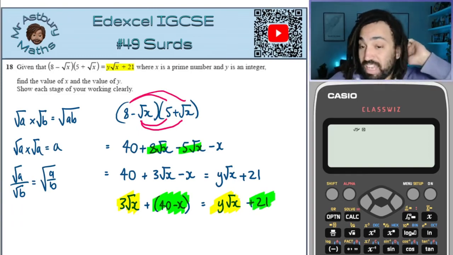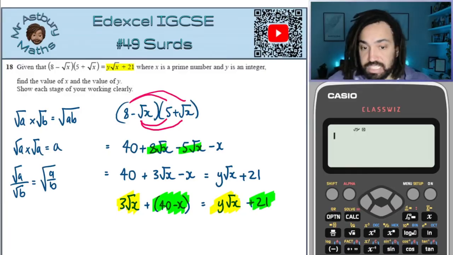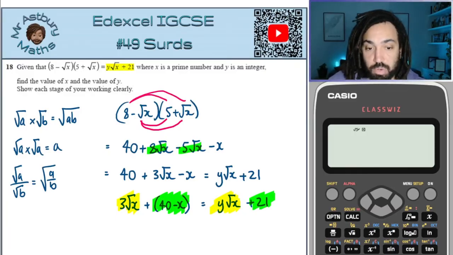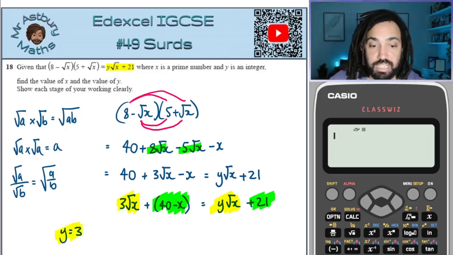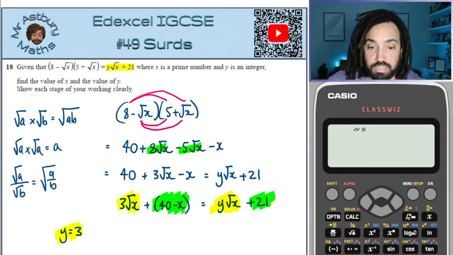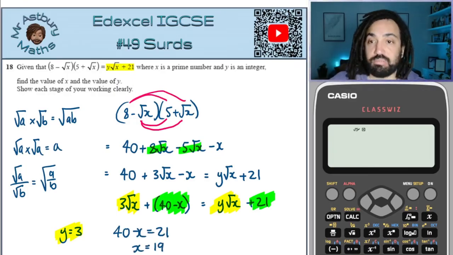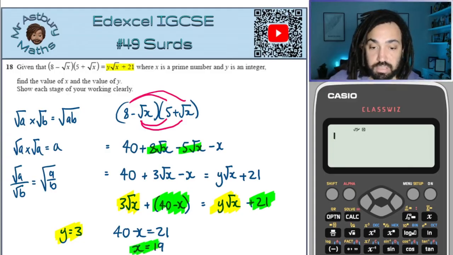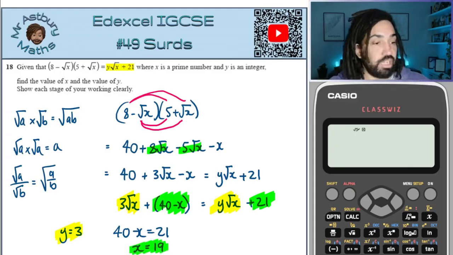And we can just compare now. So hopefully it's easy to see that 3 must be y. So y must equal 3. And that's just looking at the yellow part. We can get that from the yellow part. And from the green part, we've got that 40 minus x is equal to 21. So therefore x must be 19. And that comes from the green part. Okay, perfect.